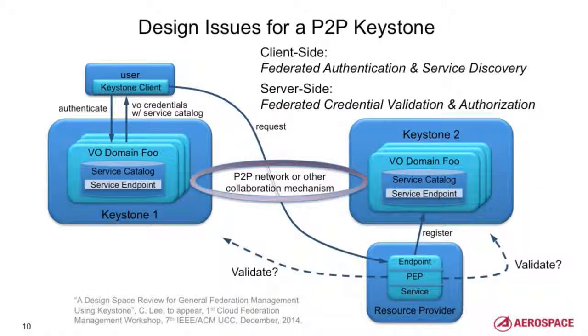Now, if you want to consider what would happen with a peer-to-peer Keystone, if we didn't want to have this trusted third party, how would two Keystones have to interact? Now, this is more complicated than I have time to go through right now, but the issue is that a user authenticates to their local Keystone. How do they find all of the other services that the other Keystones might be offering in the particular context of that VO? Once they do that and they try to invoke some remote service, how does that remote service validate their credentials and enforce the right policy?